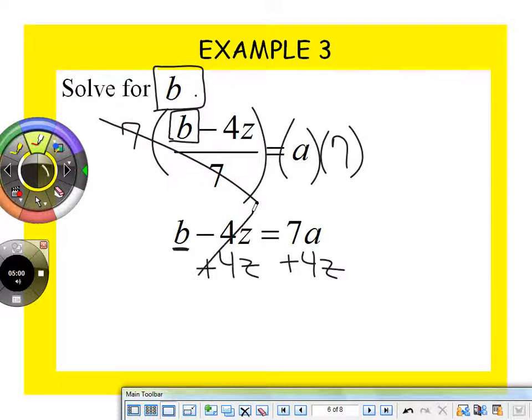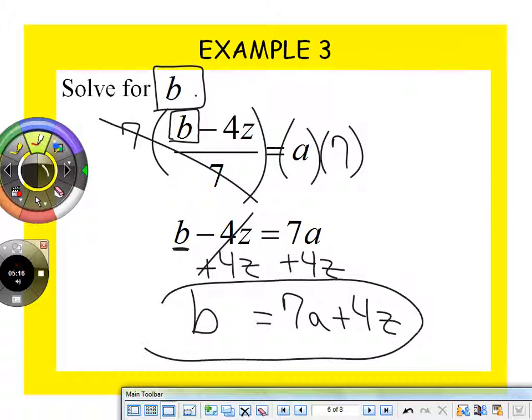That cancels out, and then you have b equals, now these are not like terms. 7a is not the same as 4z, so you can't add them. So our answer would be 7a plus 4z, and that's the best we can do. We just isolate the variable that they want us to isolate. We don't worry that it looks funny if it has different variables. We're using the exact same steps that we used when we were solving our equations before.